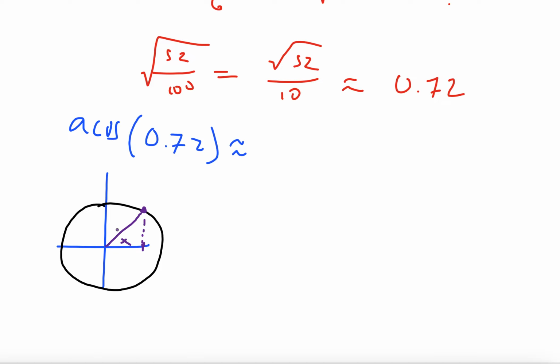We can see that it's between pi over 2 radians and 0. So 0 is less than x is less than pi over 2, right? Because we know that it's not going to be equal to pi over 2, because then arc cosine of pi over 2 is 0. And we know that it's not equal to 0.